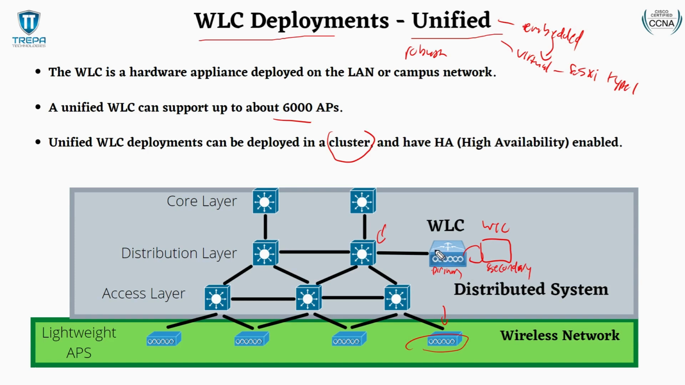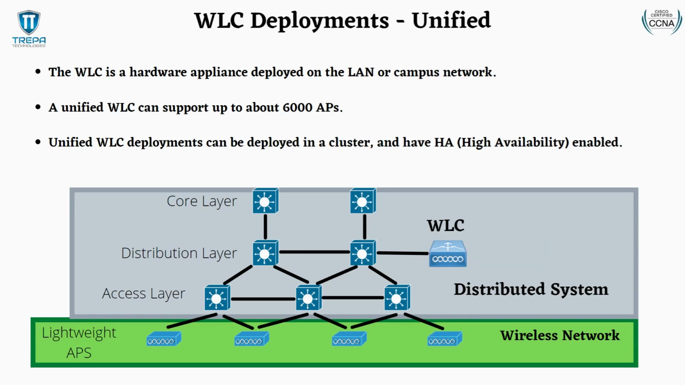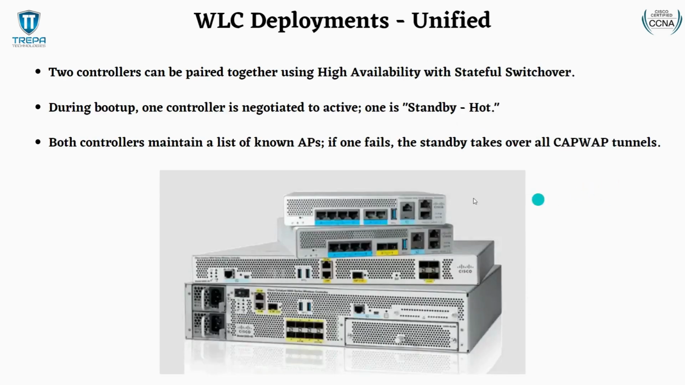But essentially this WLC is your primary, handling all those CAPWAP tunnels. And if this goes down, through this high availability SSO is what we call it, this secondary WLC maintains that same list of CAPWAP tunnels and can immediately take over. So you can deploy and have this redundancy with your WLC unified network.